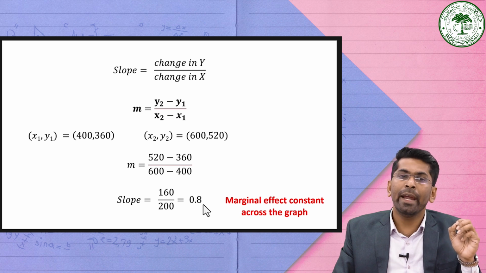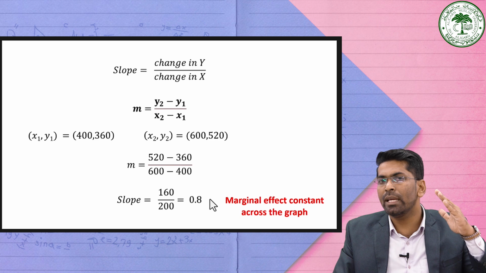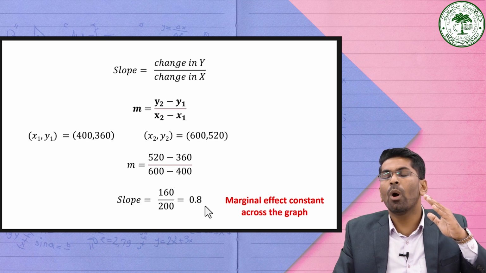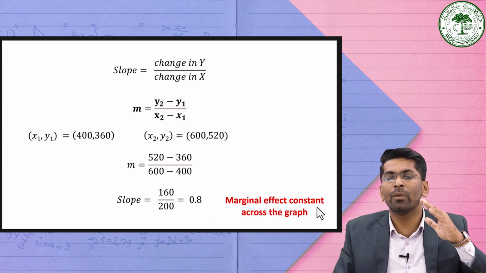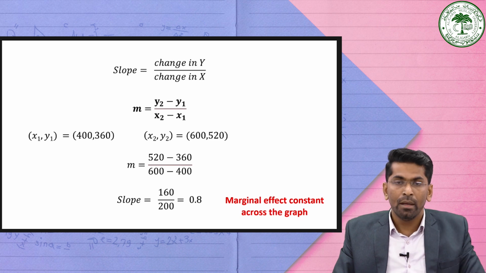So here it is 0.8. Across the income consumption curve, the slope will be the same. The marginal effect is constant across the graph.